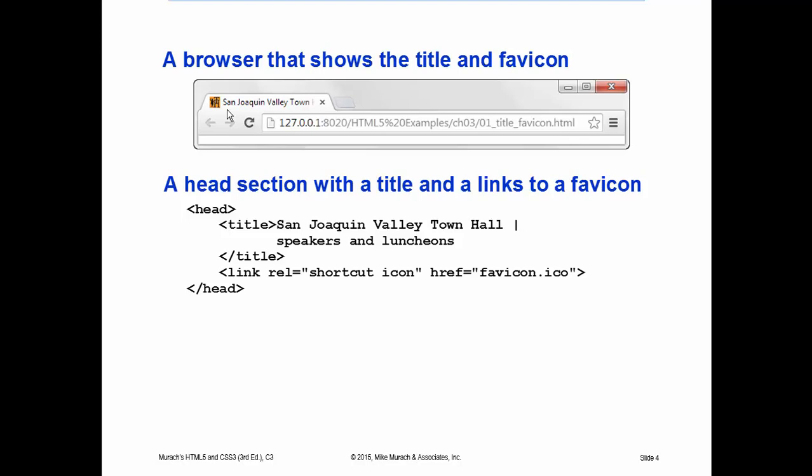This is in the head section along with the title. The title, of course, is what appears in here. Now this title is actually San Joaquin Valley Town Hall, pipe sign, speakers and luncheons. But it doesn't show all of it, so you can only see the San Joaquin Valley Town and the pipe sign.